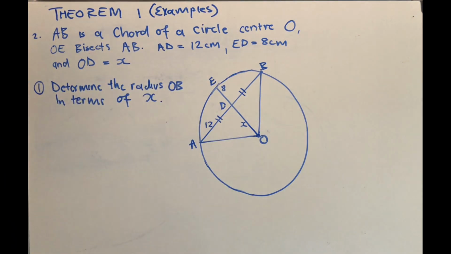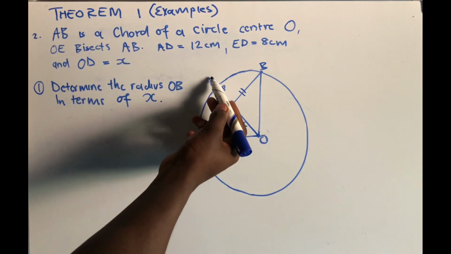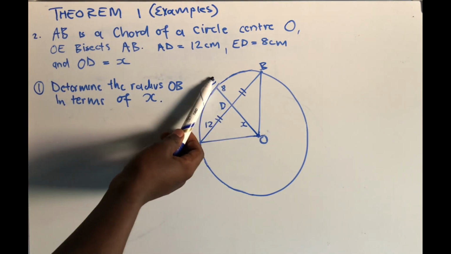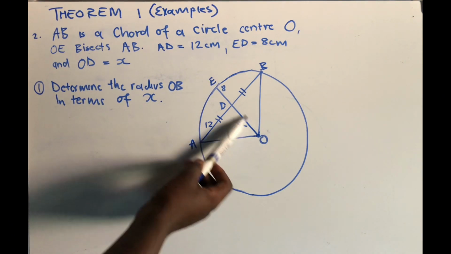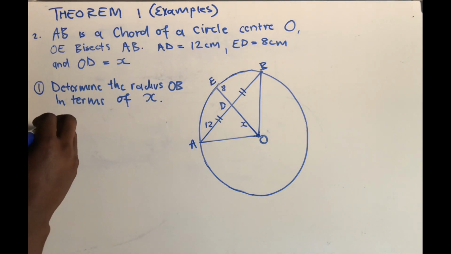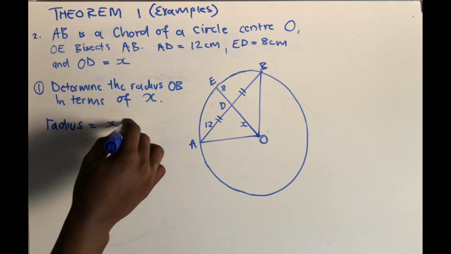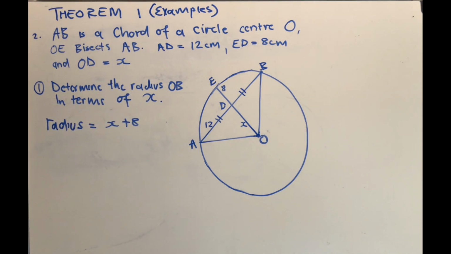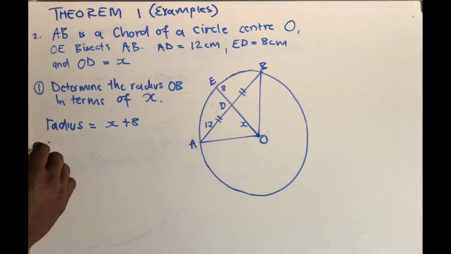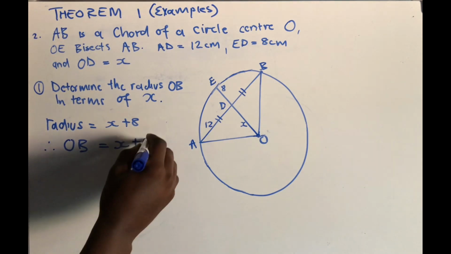So now they are saying we should determine the radius in terms of X. Is OE a radius? Yes, OE is a radius since it's a line drawn from the center to the circumference. From O to D is X. From D to E is 8. So OE is basically X plus 8. The radius is gonna be X plus 8. But since we said all these lines are equal, that means therefore OB is also X plus 8.